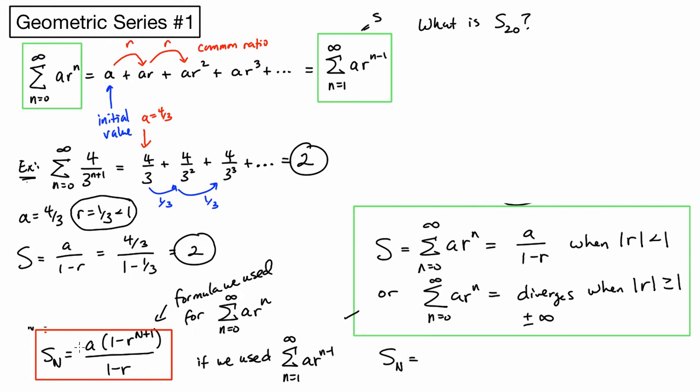Well, Sn would be equal to the same thing, but our value of n would be 1 less. So rather than have n plus 1 here, I would have n here. And so we would end up with the partial sum being of this form. So that's why I highlighted this red to begin with. It's not the formula I would prefer you use. Rather, I would prefer you use this formula as your partial sum formula.